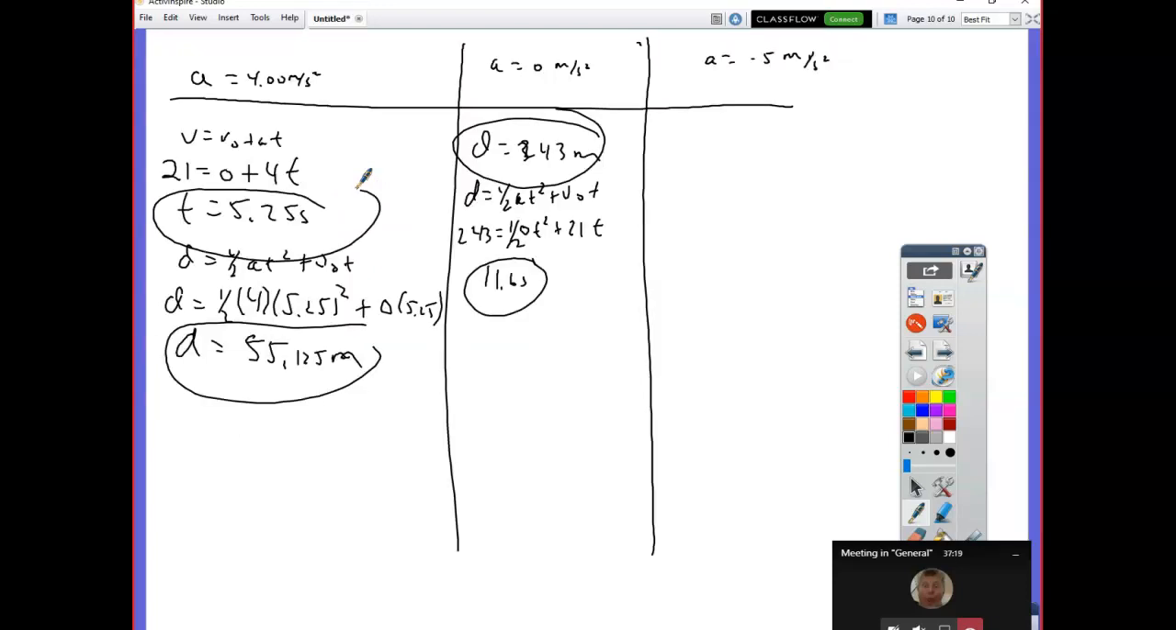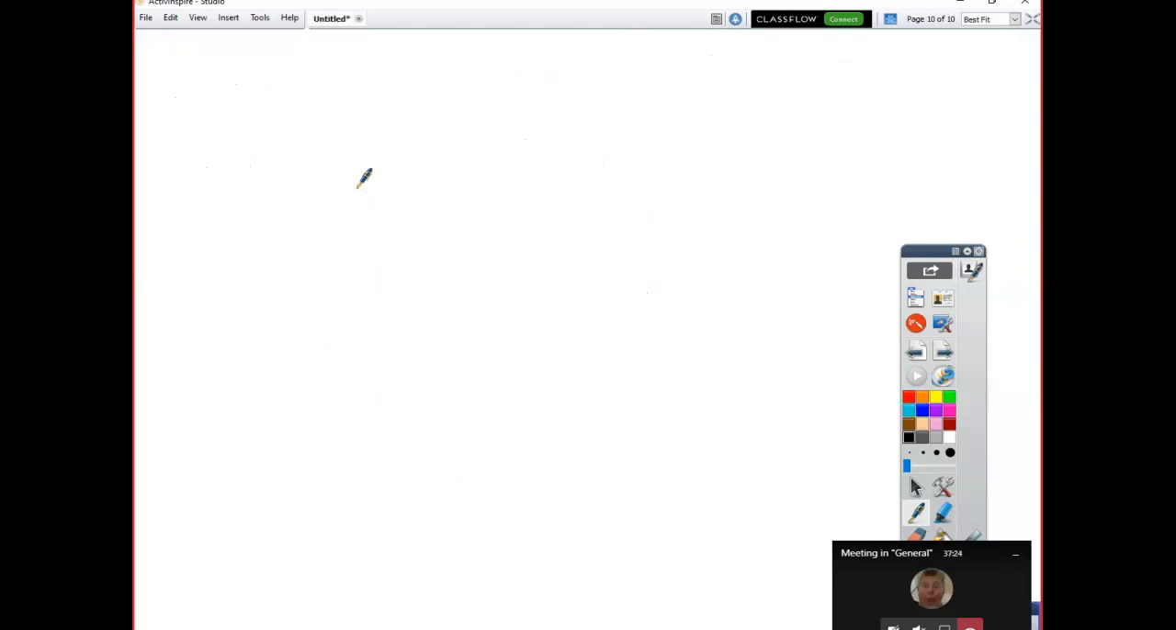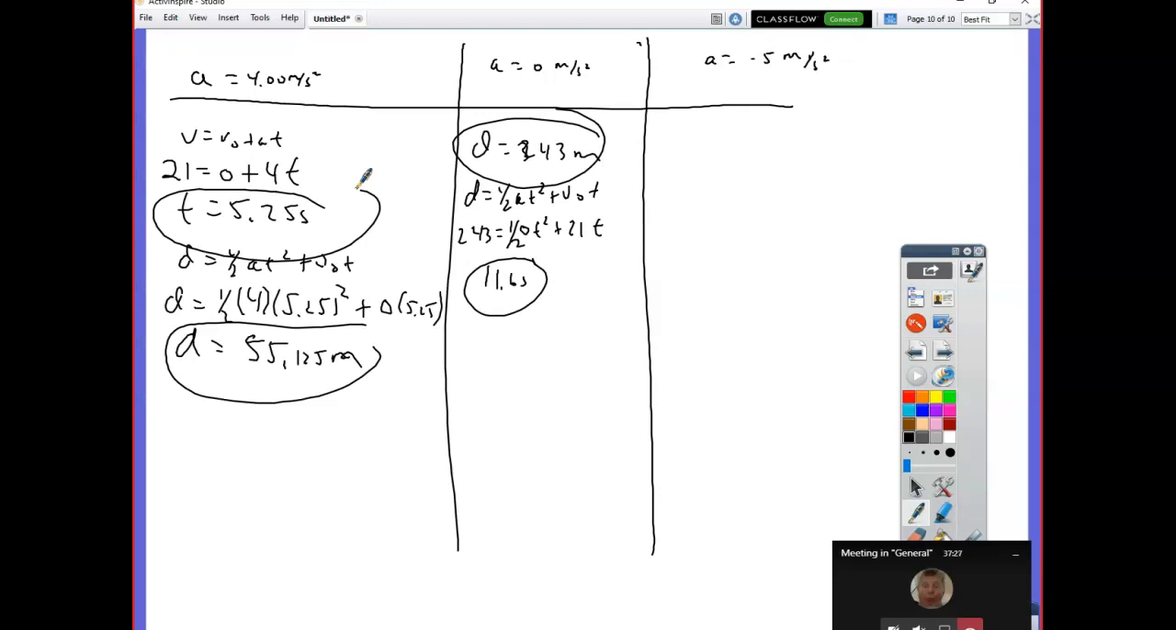All right, last stretch. Bring me home. V equals V naught plus at. What's the final velocity for the last stretch? 0. Initial velocity? 21. Acceleration? -5. Time, you don't know that, but we can figure that out pretty quickly. 21 divided by 5 is 4.2, I believe, seconds.